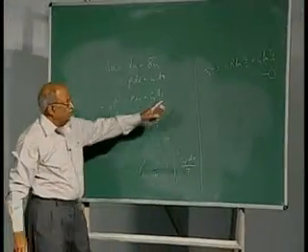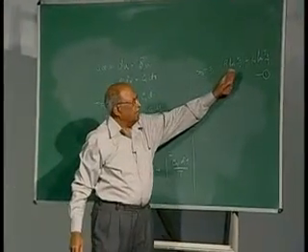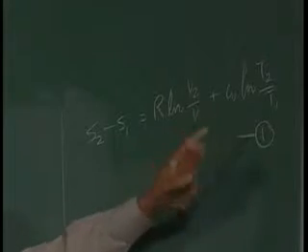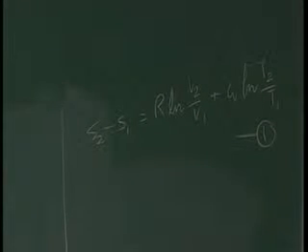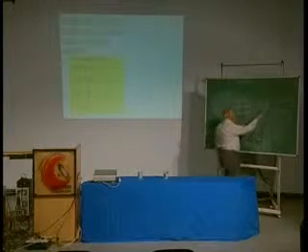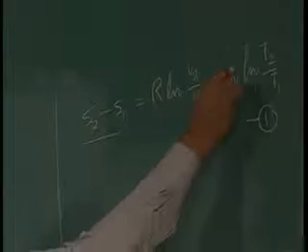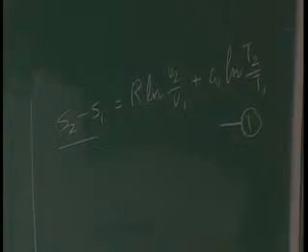This equation on integration gives us S2 minus S1 is equal to R log V2 upon V1 plus Cv log T2 by T1. So, this is how we can calculate change in entropy in terms of change in volumes and change in temperatures.